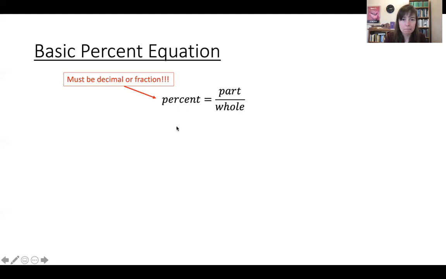So let's look at some examples. For problems in this chapter, really all we can do is give you two pieces and ask you to solve for the third. So I could give you the part and the whole and ask for the percent. I could give you the percent and the whole and ask for the part, or the percent and the part and ask for the whole. And that's about it. So let's just see each of these types of problems in turn.